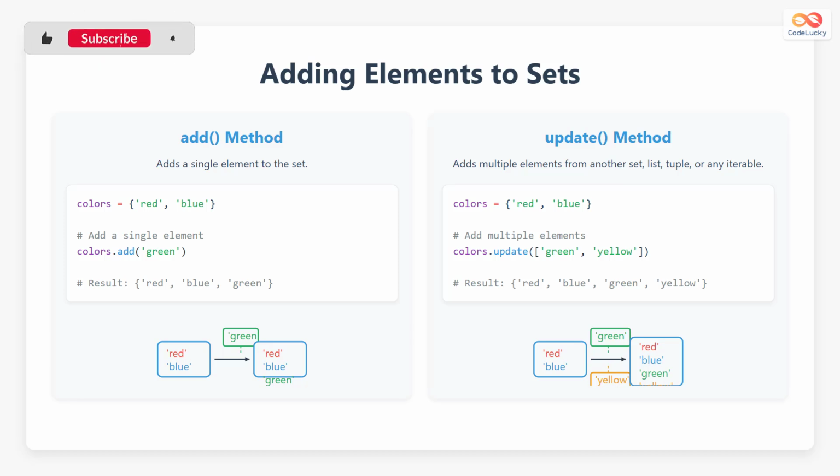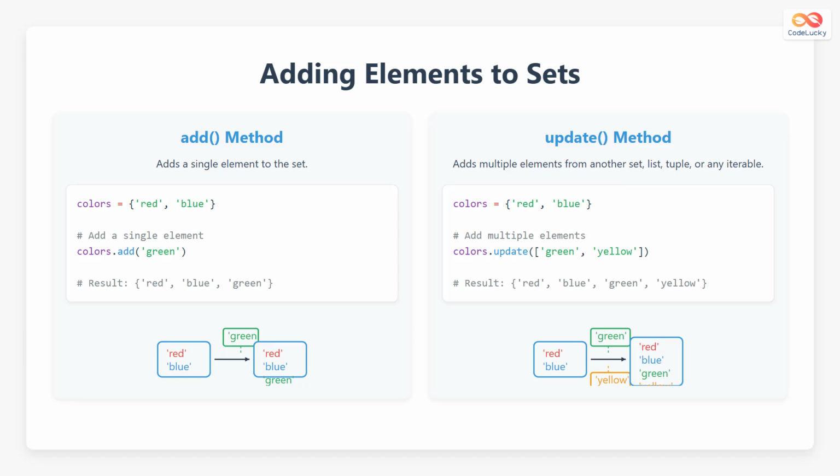To add elements to a set, you can use two methods. The first method is the add function, which adds a single element to the set. For example, if you have a set of colors that contains red and blue, you can add the color green by calling the add function on the colors set, passing in the string green as its argument. After this operation, the set will now contain red, blue, and green.